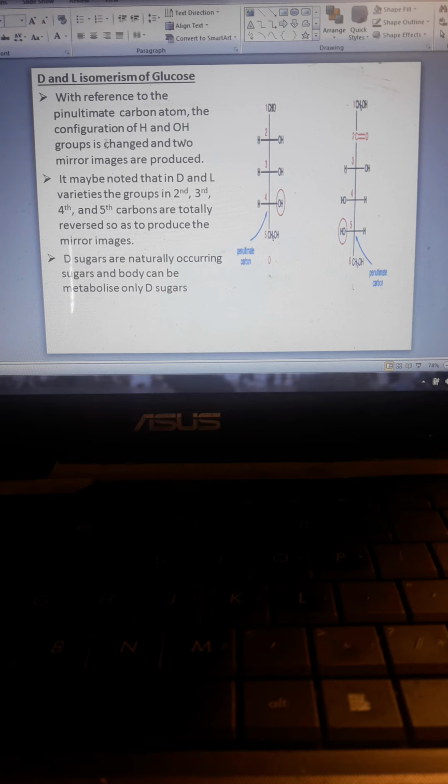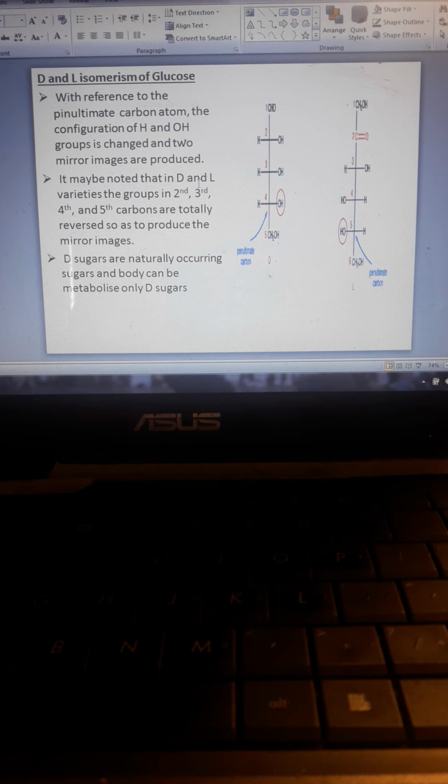So, D and L isomerism of glucose. With reference to the penultimate carbon atom, the configuration of hydrogen and hydroxyl group is changed and 2 mirror images are produced. Usually when we say penultimate, it is the carbon atom found second to the last carbon atom. So if we have here 2 structures, you can count 1, 2, 3, 4, 5. 4 is the second to the last carbon atom. And another one, this is fructose, 1, 2, 3, 4, 5. So this is the penultimate carbon.